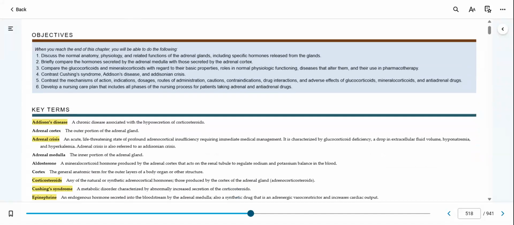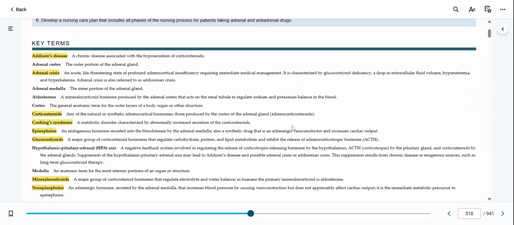Chapter 33 covers adrenal glands, and when I look at our test map, Chapter 33 has 2 questions. They're both multiple choice. One's for extended use of these medications, and one has to do with labs. So keep that in mind when you're looking at this chapter.